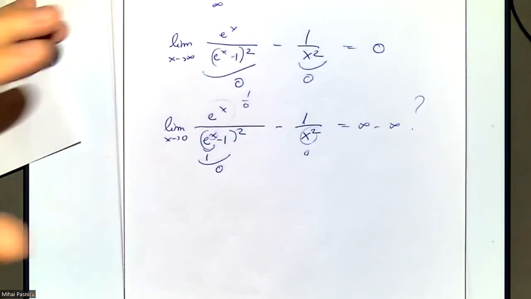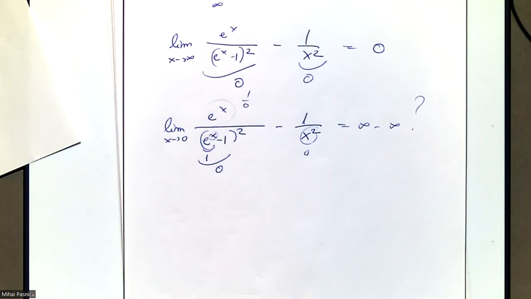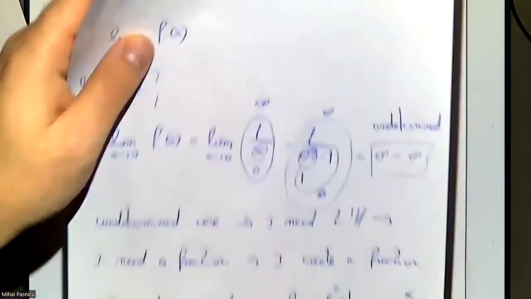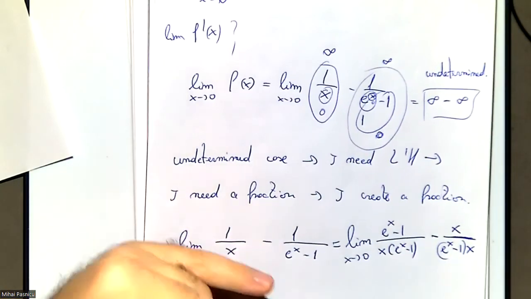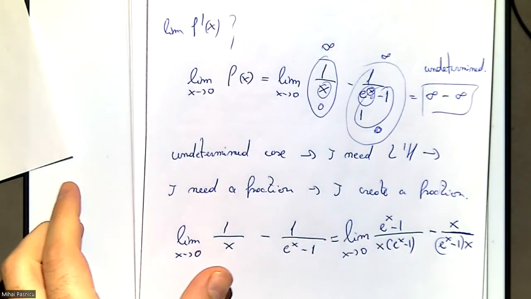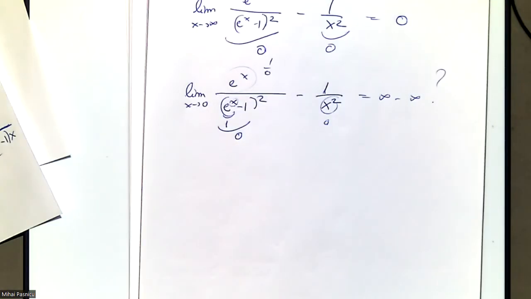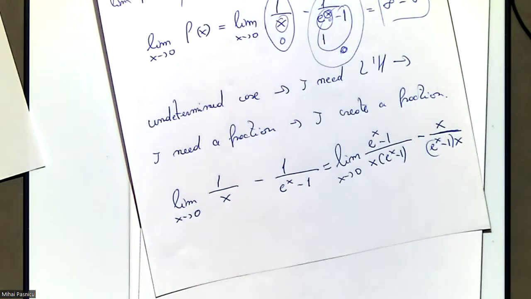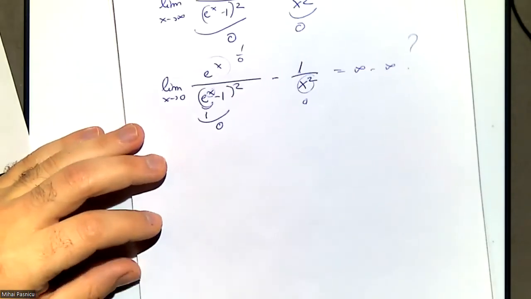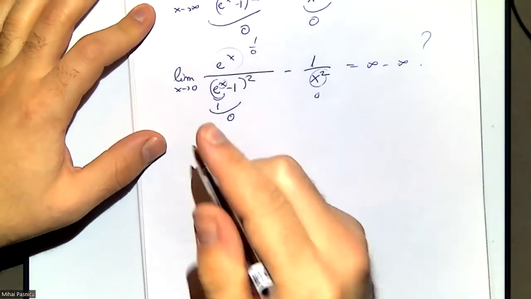As I said, this case is undetermined, so we follow the same exact logic we followed previously: undetermined case, I need L'Hopital, I need a fraction, so I create a fraction. It's pretty simple. There's a saying in English that necessity is the biggest teacher. You'll need to apply L'Hopital, so my solution is we just need to create a fraction. So let's do that.